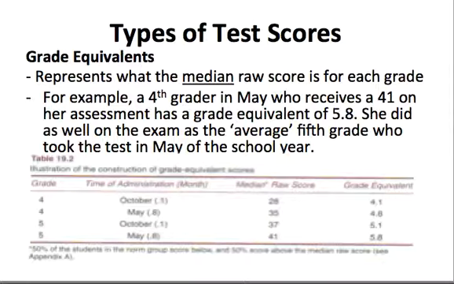The example that I have here: a fourth grader in May who receives a 41 on her assessment has a grade equivalency of 5.8, meaning she did as well on the exam that she took as the average fifth grader who took the test in May of that school year. Now, again, the key thing here is that grade equivalency doesn't mean that you should be taking content in other grades. It just refers to how well you know the content in your own grade. So her grade equivalency score of 5.8 doesn't mean she should skip a grade. It just means she knows her content well.